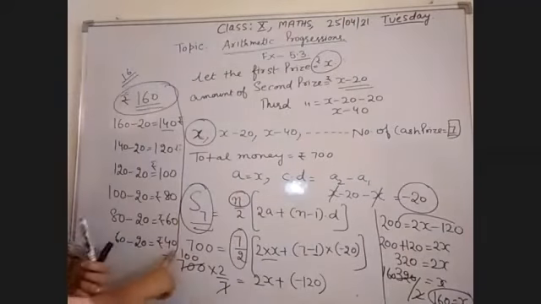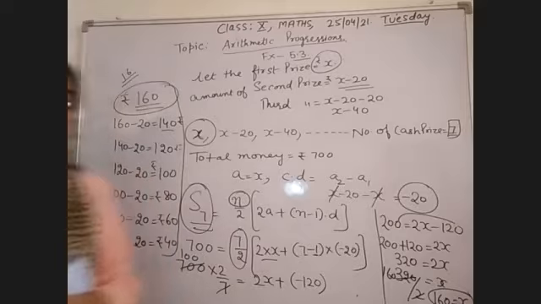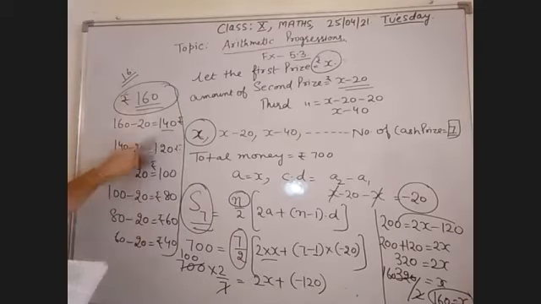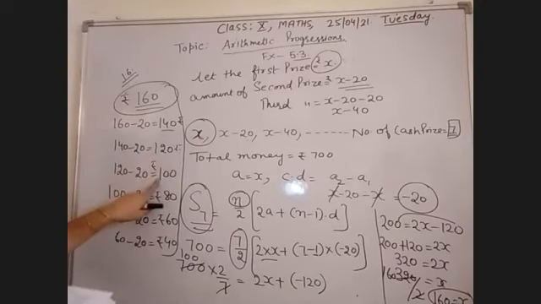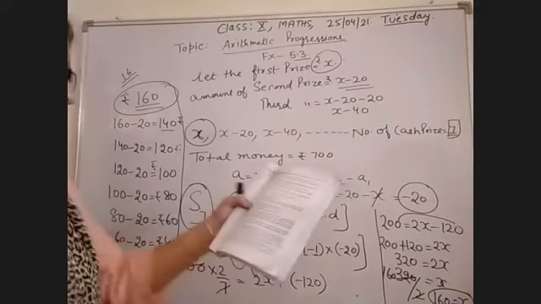Now 7 cash prizes we have found. The first one is 160 and the second one is 140, third one is 120, then 100. Every cash prize value is 20 less than the preceding prize. Okay, I hope you clear, आपका ये क्वेश्चन क्लियर हो गया होगा.